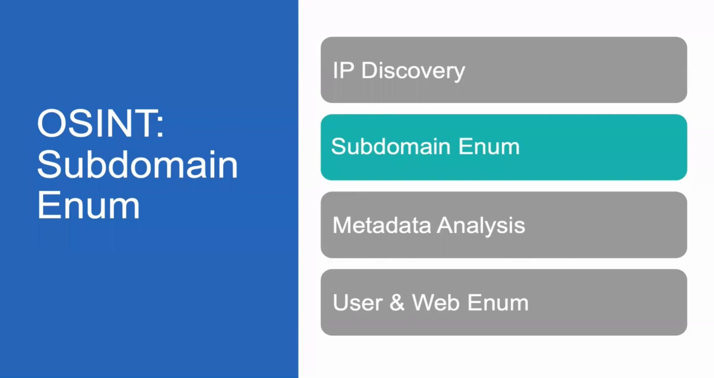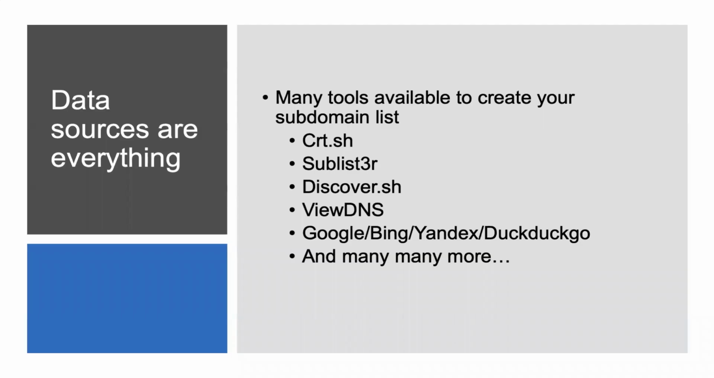Okay, next we move on to subdomain enumeration. This is kind of the big beast of the talk. One thing I'll say about subdomain enumeration is your data sources are pretty much everything. It doesn't matter what tool you use. If you use a tool that pulls from different sources, the more sources, the better, because the chances are you're gonna get additional records that may not have been stored in every single site, pretty much.